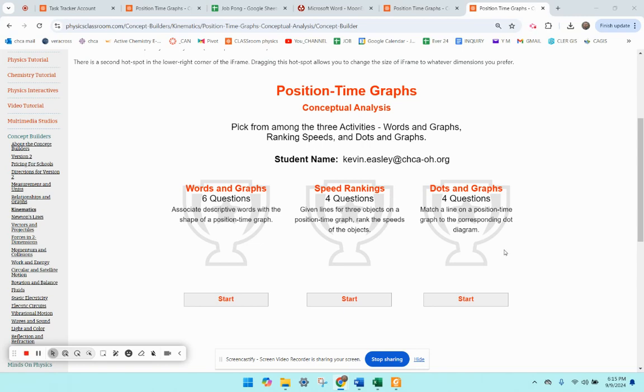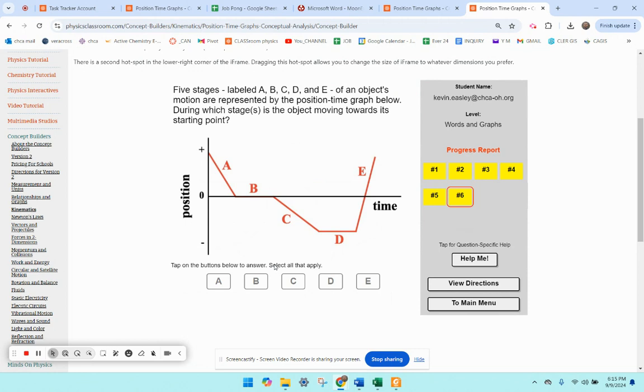Hello, so we're here looking at physicsclassroom.com, the concept builder, that is position time graphs. I'm going to show you a couple from each of these three. We will start with the apprentice level.